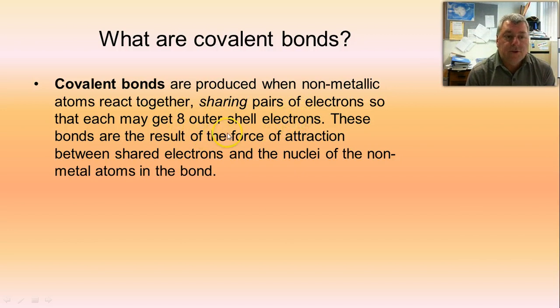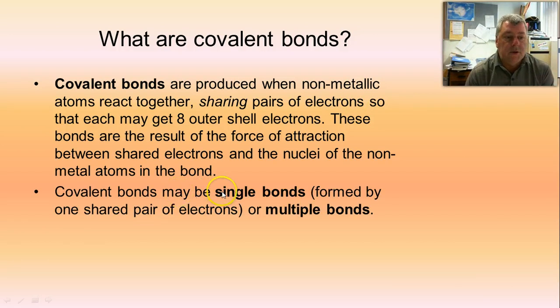And remember that 8 electrons in the outer shell, that's what the metals and non-metals in ionic bonding were striving for, so that they could get the electron configuration of the noble gases. So again, the non-metals here are striving to get a noble gas electron configuration, in this case by sharing. These bonds are the result of the force of attraction between the shared electrons and the nucleus. So by sharing electrons they get the negative charges, and then there's a force of attraction between those negative charges and the nucleuses, which carry an overall positive charge.